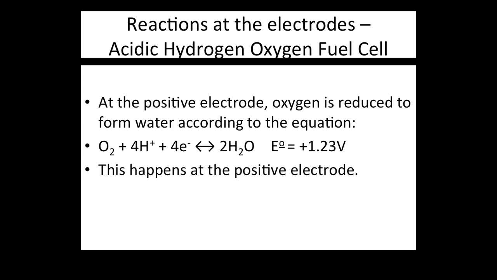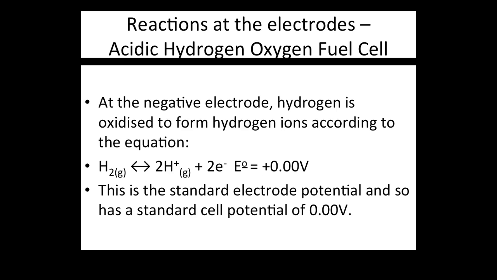In an acidic hydrogen-oxygen fuel cell, at the positive electrode, oxygen is reduced to form water according to the equation oxygen plus 4 protons plus 4 electrons reacts to form 2 waters. This half cell has a standard electrode potential of 1.23 volts.